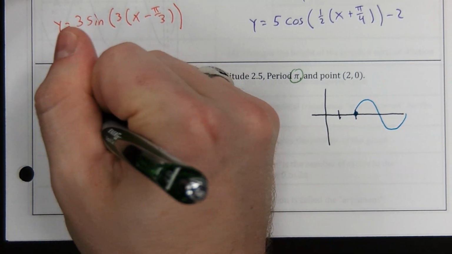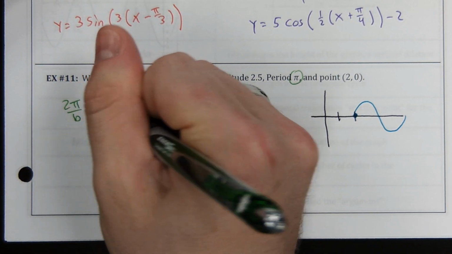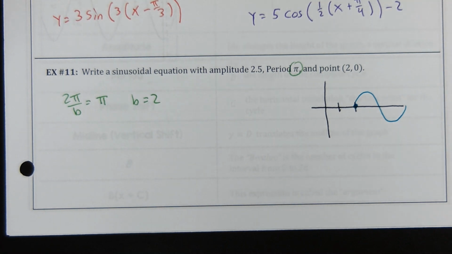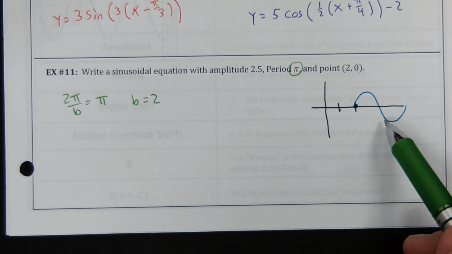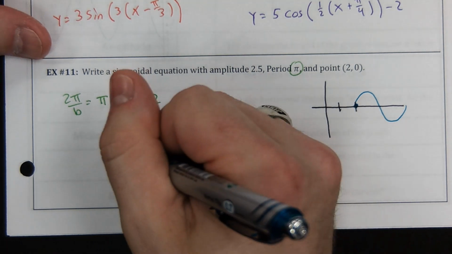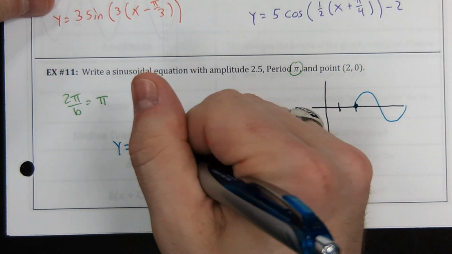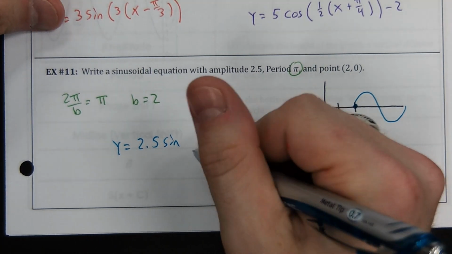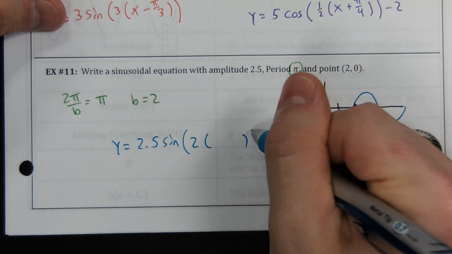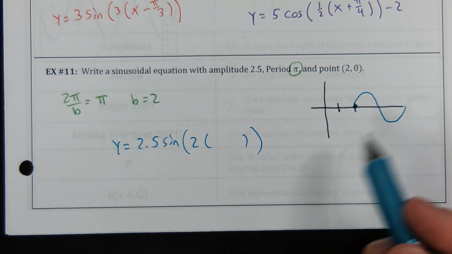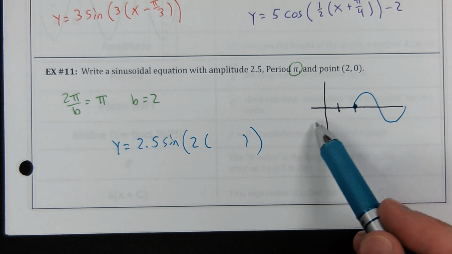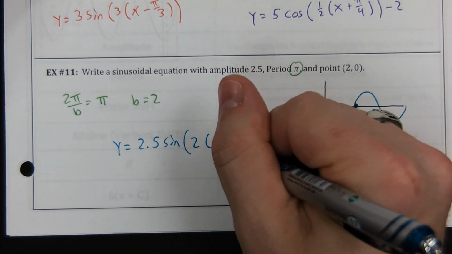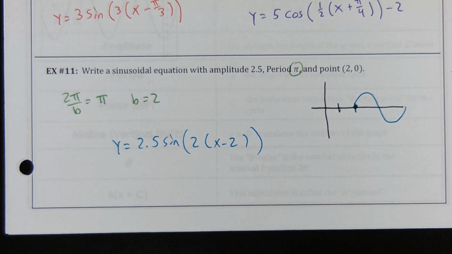So 2 pi over b, the period length, is pi. So what is b going to have to equal? Yeah, b is 2. And I drew it as a sine wave. So y equals 2.5, because it says 2.5, sine, because that's what I drew. We know there's a 2 in front. We have it centered around the x-axis, so no vertical shift. And I've got it starting at x equals positive 2. So what do I see inside these parentheses? x minus 2. See how easy this can be? It's awesome.